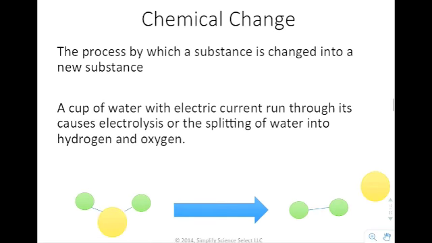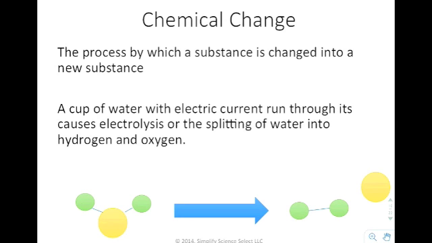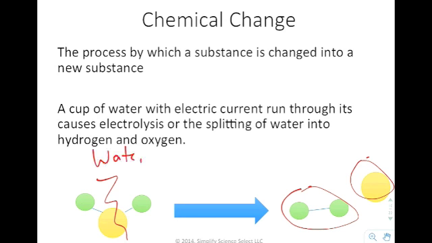Next, we have what's called a chemical change. A chemical change is when the substance changes into something new. So if you have a cup of water and you put an electric current through it, it will actually split water into hydrogen and oxygen. Okay, so this is what we call a chemical change because you've changed what the substance is. It's no longer water. Instead, it's hydrogen and oxygen.